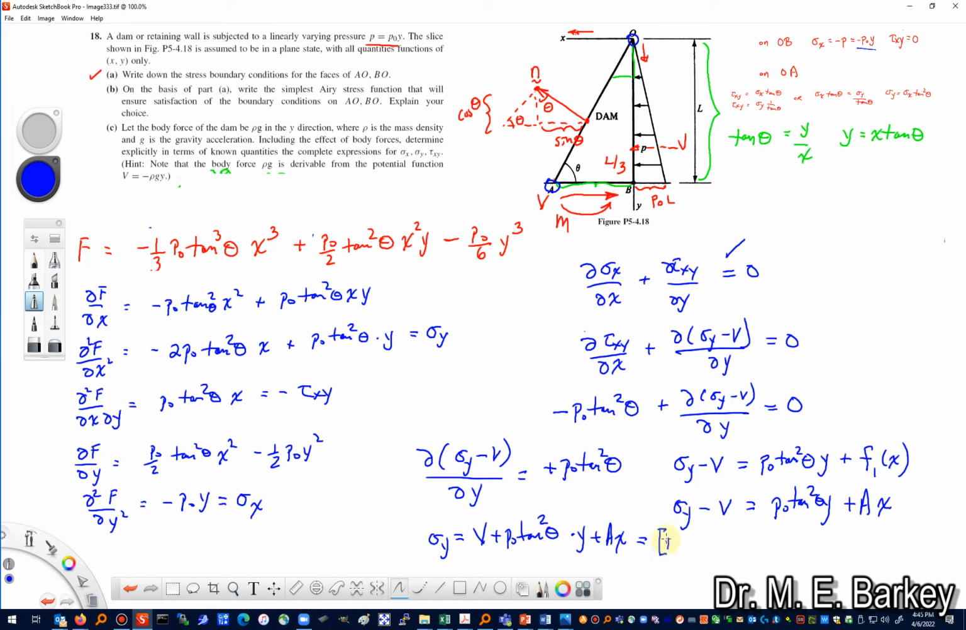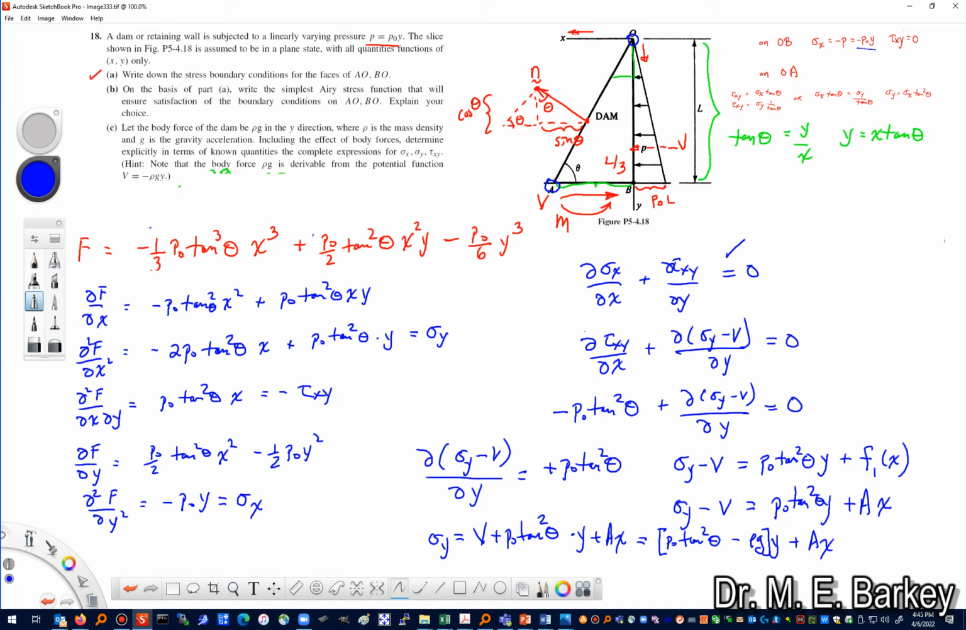I'm going to have a p naught tangent squared theta minus rho g times y plus an ax. All right, now we have a little bit more work to do to find a. I know this is a long problem. I understand that. Hang in there.